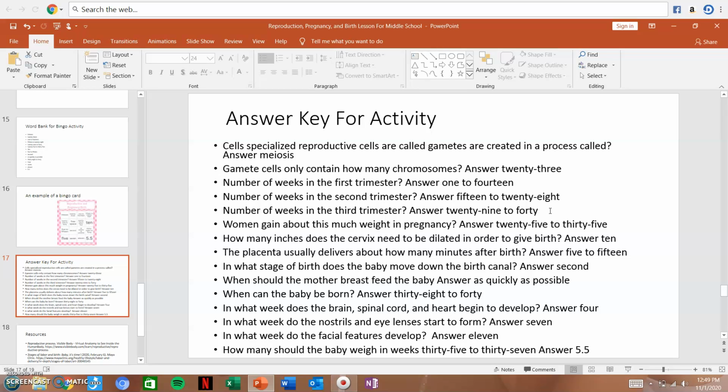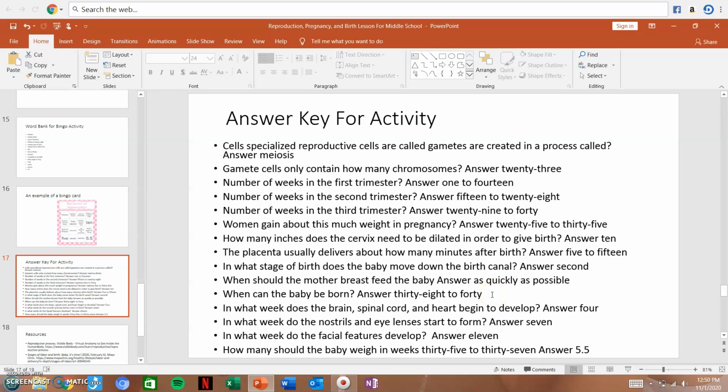Women gain about how much weight during pregnancy? Answer: 25 to 35. How many inches does the cervix need to be dilated in order to give birth? Answer: 10. The placenta usually delivers about how many minutes after birth? Answer: 5 to 15. In what stage of birth does the baby move down the birth canal? Answer: second. When should the mother breastfeed the baby? Answer: as quickly as possible.